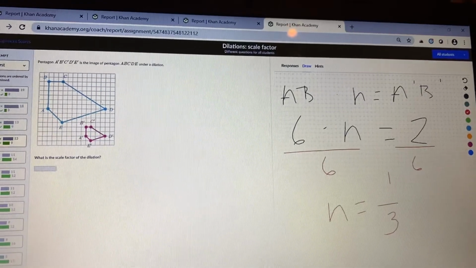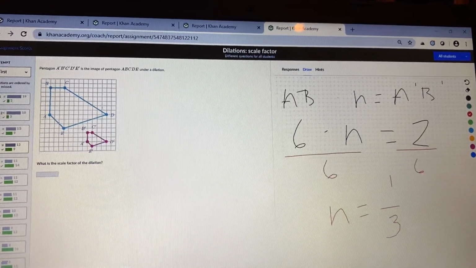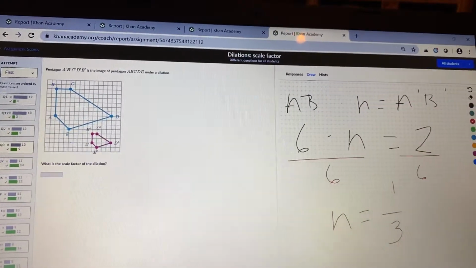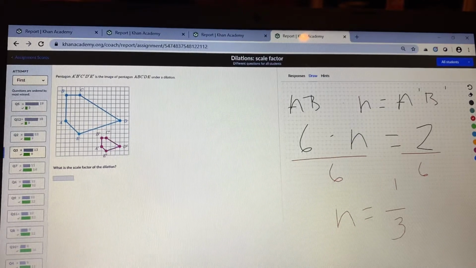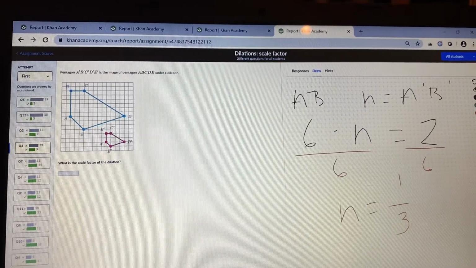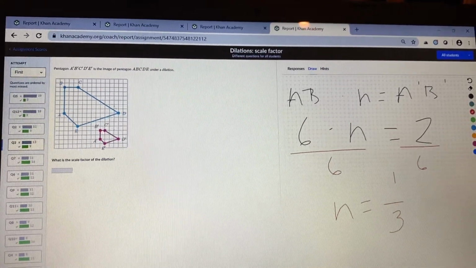So scale factors, you're just enlarging or reducing. That's a dilation. The primes always come second. The plain letters come first. Dilations mean a change in size. This is the only transformation that's not an isometry. It's not going to be congruent to the original.